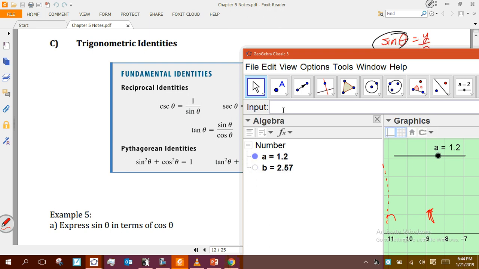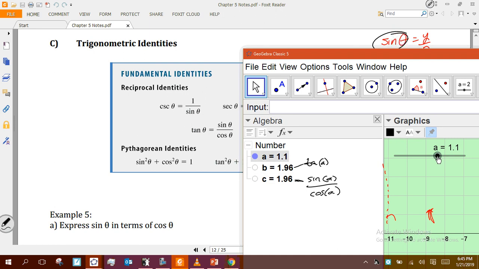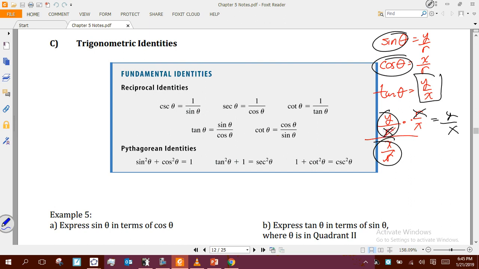If I were to take then sine of A divided by cosine of A, here this was tangent of A, and this here is sine of A divided by cosine of A. You see here, as I change A, those two numbers stay the same. No matter what my input is, this side is always equal to this. So that's an identity. You've seen identities before. An algebraic identity would be this: 2 times x plus 3 is equal to 2x plus 6. That's an identity. No matter what I put in for x, the same x over here, I get a true statement.